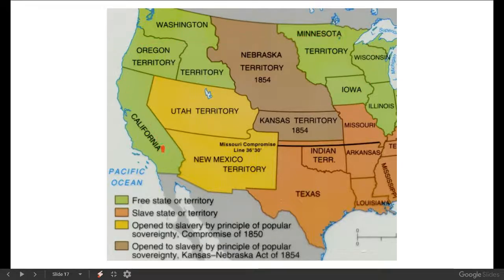Green is all free territories that we have now, or states. We have our slave states in the South. And then these two territories, Utah and New Mexico, are going to be opened for slavery because that's what they ended up voting for as a result of the Compromise of 1850. And so the fear here is that Kansas and Nebraska would open up for slavery as well, which they're going to vote for later on.